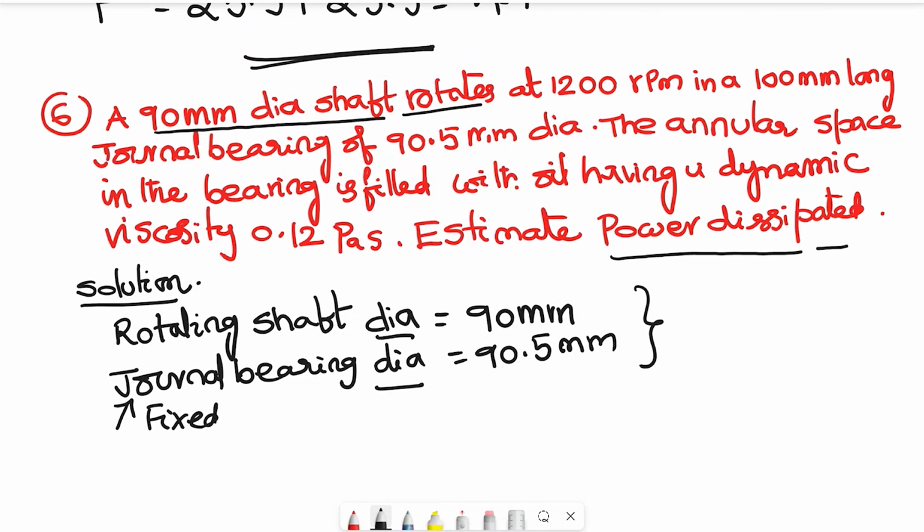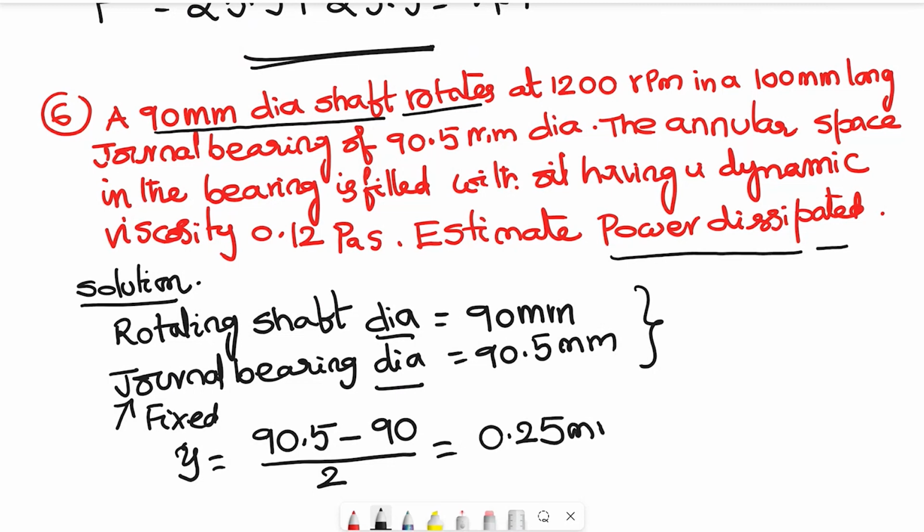Here, what is given is diameter. So what is y equal to? Y is equal to the difference of diameters, 90.5 minus 90, divided by 2. Why 2? Because the annular space has radius on one side and on the other side, and y is only one annular space. So it is 0.25 mm, which is equal to 0.25 into 10 to the power of minus 3 meters.